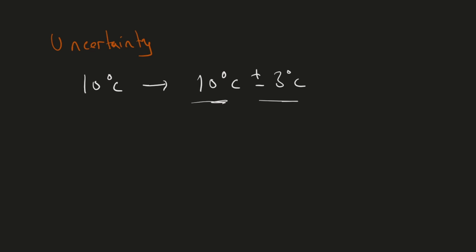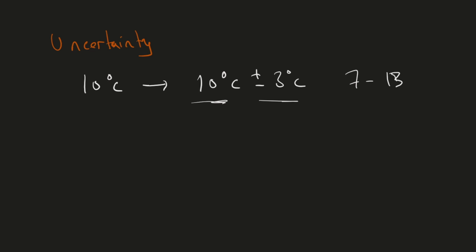It could be plus or minus that. So in reality, we're saying it could be 7 to 13 degrees Celsius. Essentially, that's what we're saying. So that's uncertainty. Now, this is what we call absolute uncertainty. The reason why it's absolute uncertainty is because it's an absolute value.